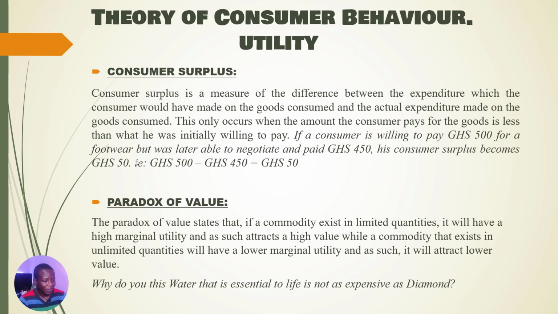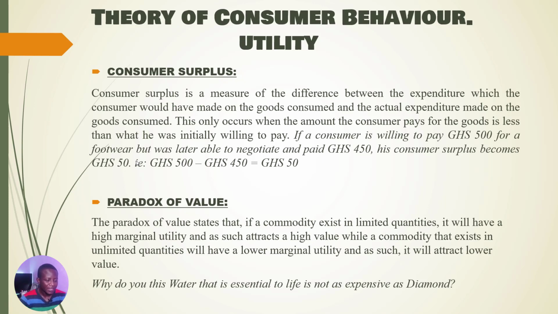Now let's take a look at the paradox of value. What is the paradox of value? The paradox of value states that if a commodity exists in limited quantities, it will have a higher marginal utility and as such attract a higher value, while a commodity that exists in unlimited quantities will have a lower marginal utility and as such attract a lower value. Have you ever asked yourself why water, which is very essential to life, is cheap, but gold, diamonds and jewels, which are not that essential to life, are very expensive? The paradox of value explains it.